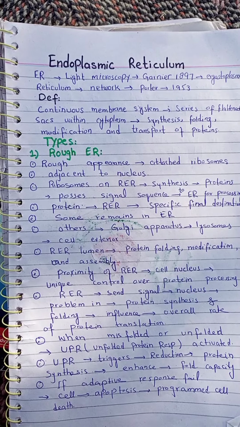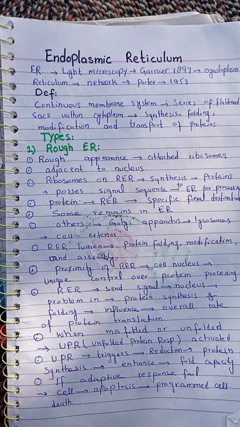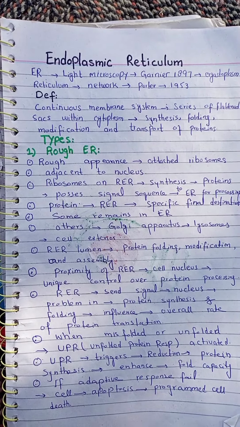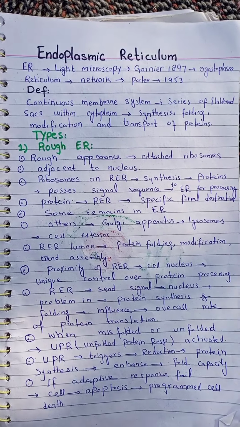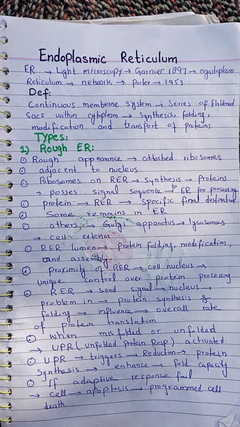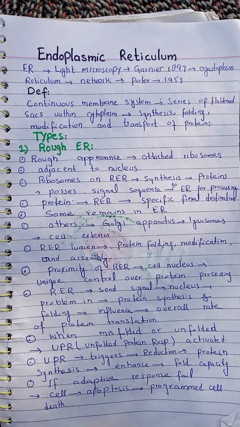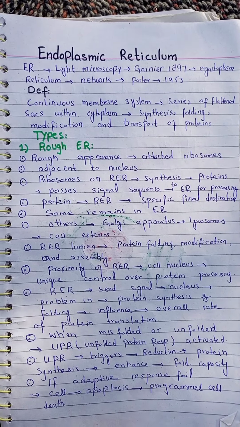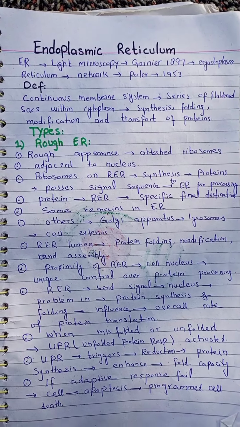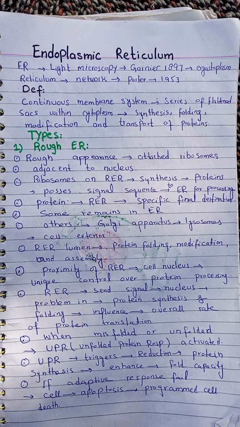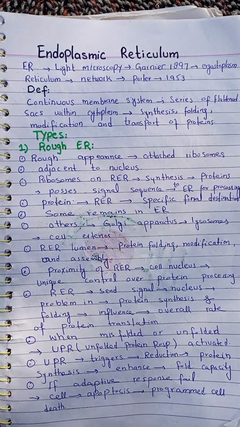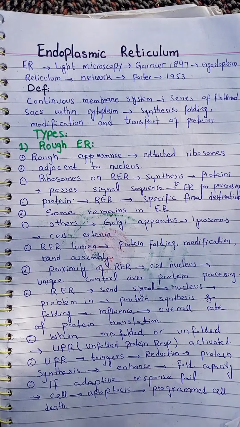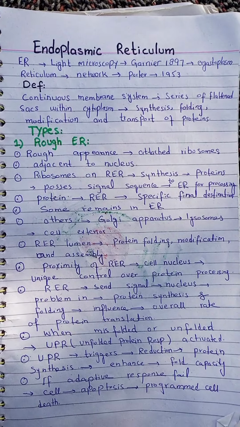It is adjacent to the nucleus. Ribosomes on rough endoplasmic reticulum help in the synthesis of proteins. The ribosome possesses a specific signal sequence that directs it to the ER for further processing. Proteins on rough endoplasmic reticulum have a specific final destination.